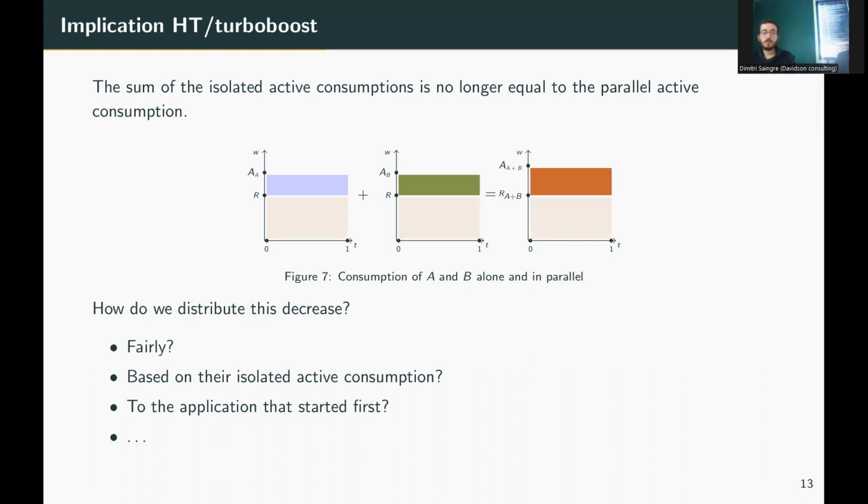So now we have another question, which is how can we distribute this decrease of the energy consumption? Should we split it fairly based on the isolated active consumption? Should we consider that the application starting first is the one responsible for the decrease in the curve? These are open questions.